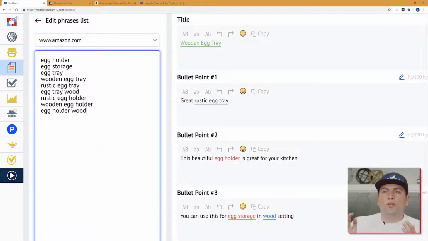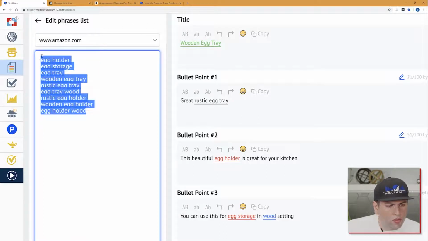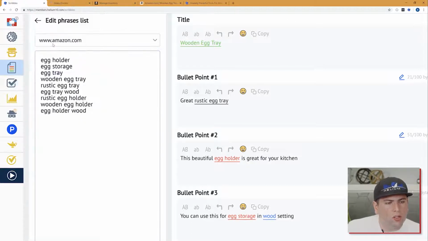So I want to know now, is it indexed? So I'm just going to copy these keywords. These are the ones that we're going to be testing, some of them in our PPC test. And now I'm going to open up the Helium 10 tool Index Checker.